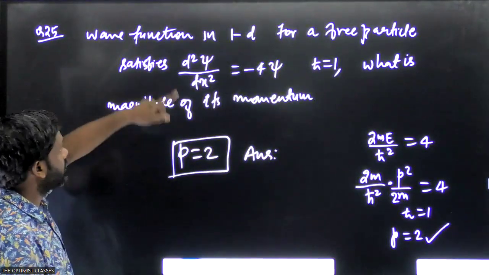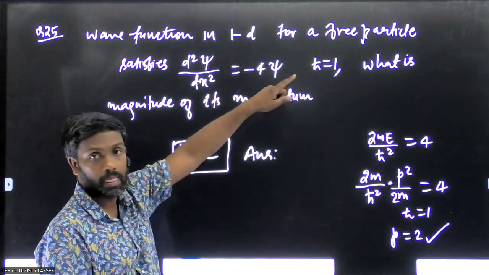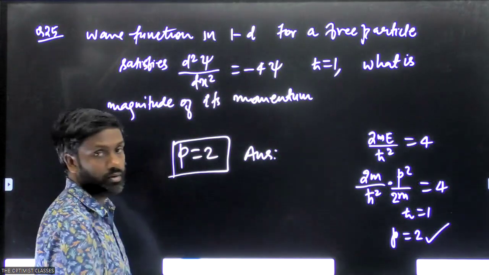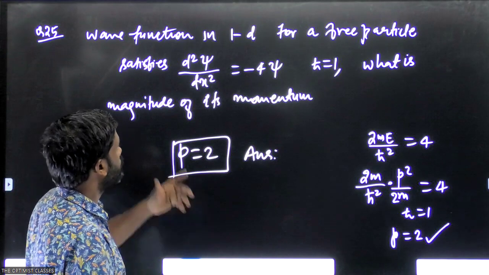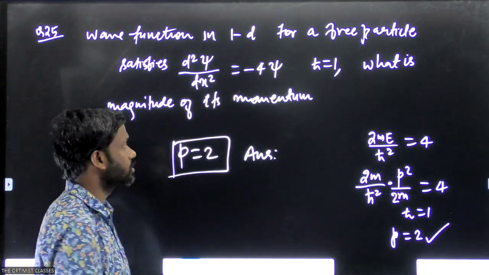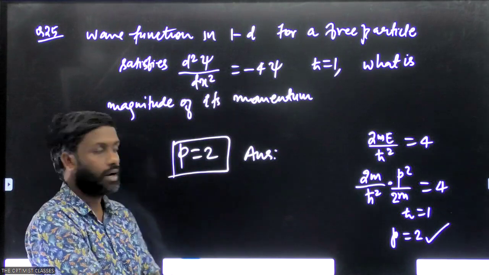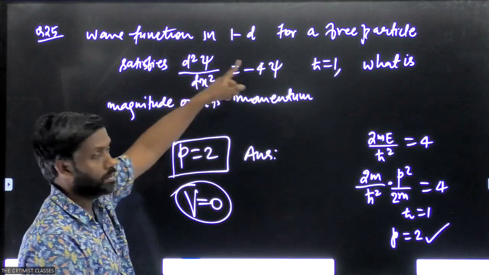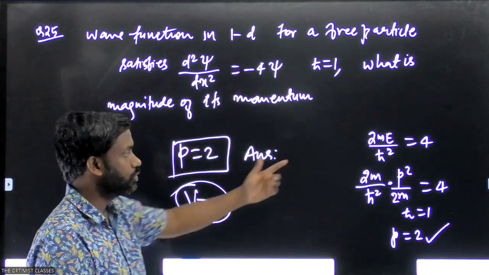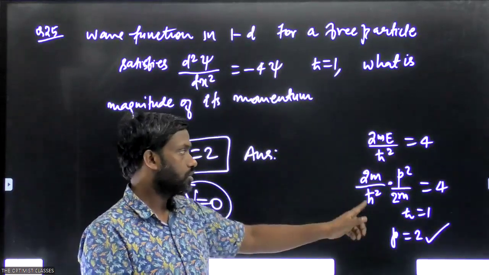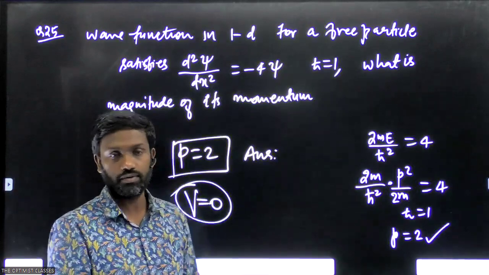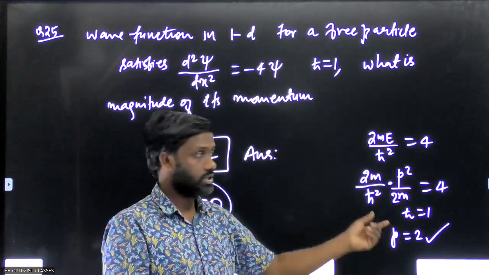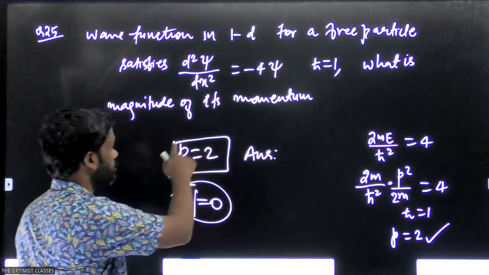It says that the wave function in 1D for a free particle satisfies this equation. H bar we have to take to be equal to 1. So the question is what is the magnitude of the momentum? Just compare it with the Schrodinger equation, and take potential to be equal to 0, because it is a free particle. When you do that and compare with the Schrodinger equation, you should be able to get this. It is a free non-relativistic particle, so energy should be equal to p square by 2m. When you do this calculation, you will get p equal to 2. So the correct answer for this question should be p equal to 2.